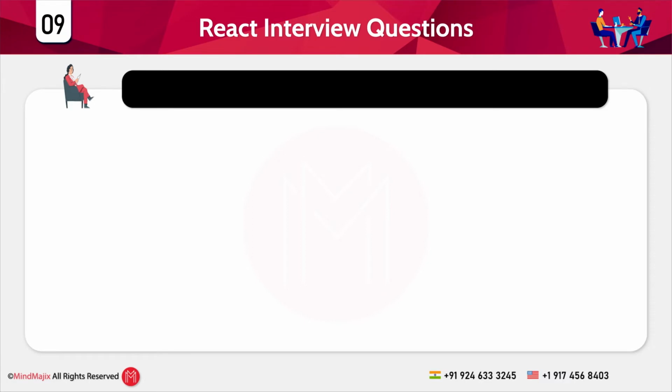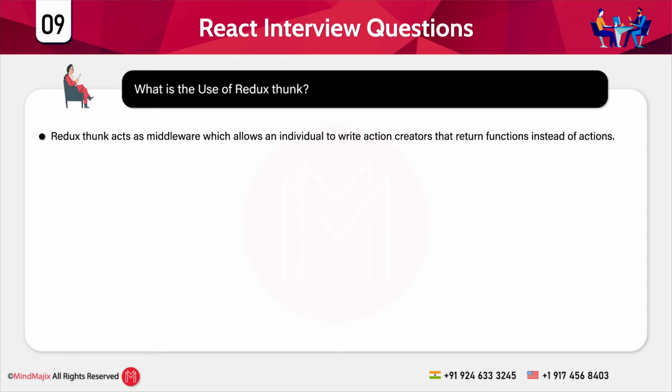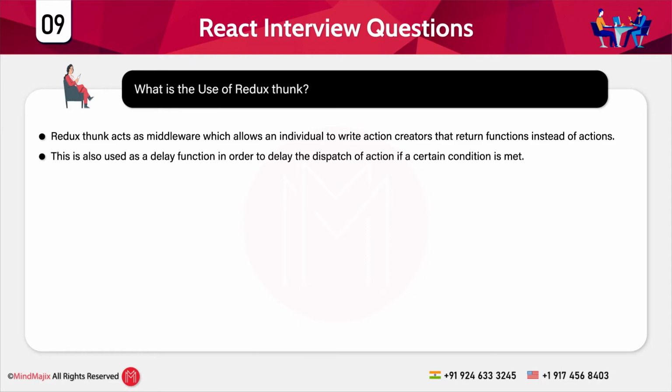So the next question is, what is the use of Redux thunk? Redux thunk acts as a middleware which allows an individual to write action creators that return functions instead of actions. This is also used as a delay function in order to delay the dispatch action if a certain condition is met.